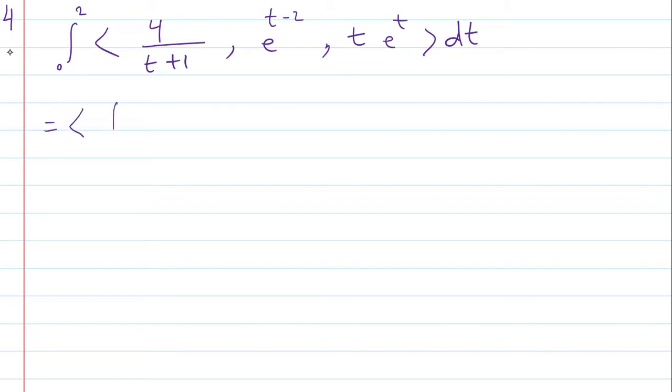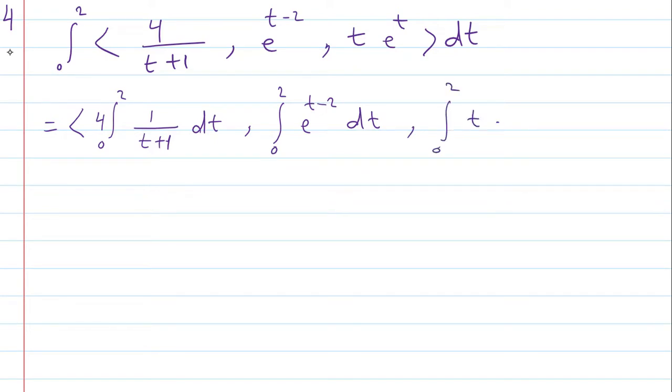So here we have the integral from 0 to 2 of, we can take this 4 outside, so we have 1 over t plus 1 dt. And the second component is the integral from 0 to 2 of e to the power t minus 2 dt. And finally, the third component is the integral from 0 to 2 of t e to the power t dt.